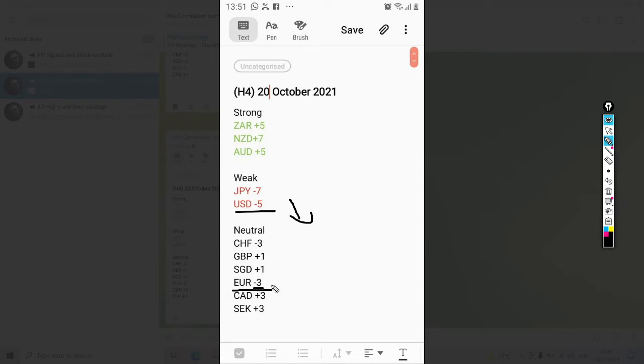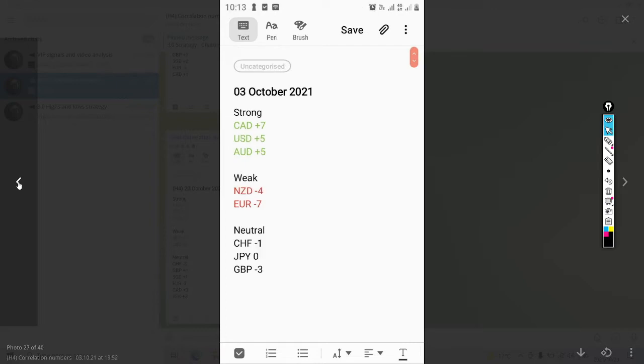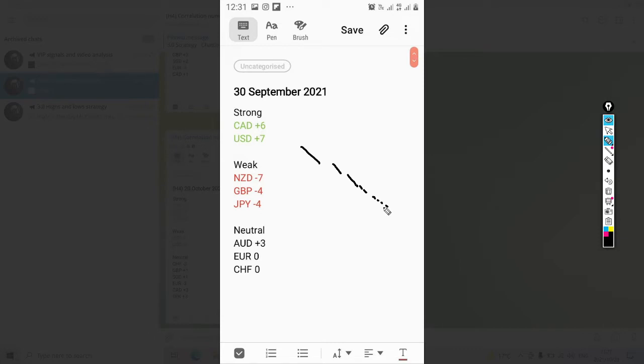I'm not quite sure what's going to happen next week, but I'm hoping it's going to go up. Why? Because it had been going down for more than 3 weeks. If we go back, we've been selling the euro. Look at this here, -5 on the 13th of October, 12th of October, still selling, selling, selling. Whenever you see the market selling for a long time, there will be some time when the market starts ranging, and then going up.